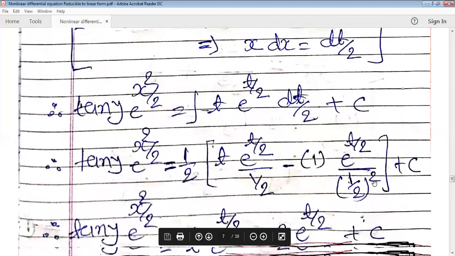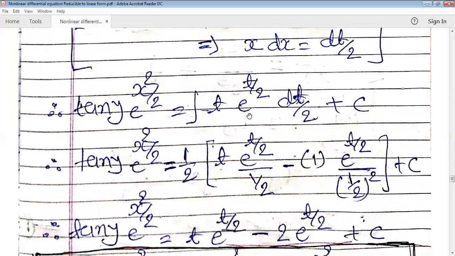Now integrating with the u v method, integration by parts, you get this. Your t is your u, and e raised to t by 2 is your v.